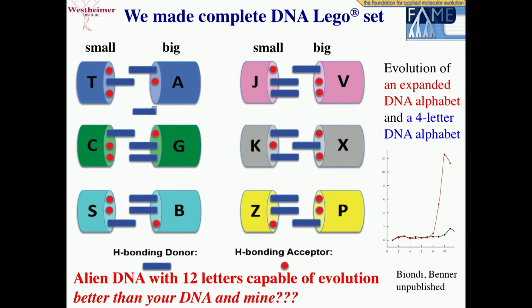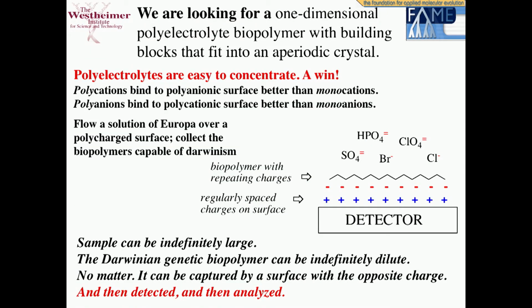But it's entirely possible now to go back and make Lego structures of all other forms of prongs and holes. And we've actually synthesized all these, and we can show that they can do Darwinian evolution. You're looking here at the evolution of a 6-letter genetic alphabet to perform a function, in this case the cleavage of RNA. Okay, so that's cool. So we're looking for a one-dimensional polyelectrolyte biopolymer with building blocks that fit into an aperiodic crystal, and that's the universal search structure for life.